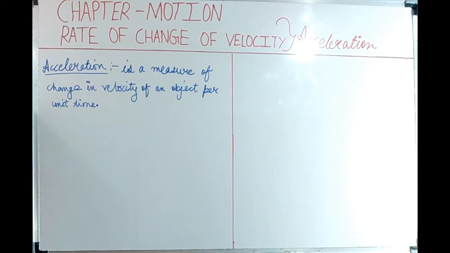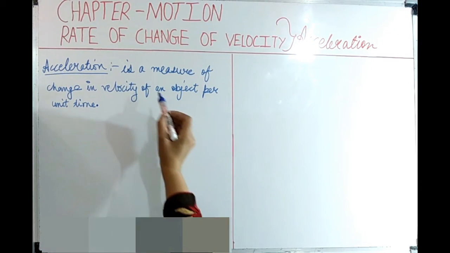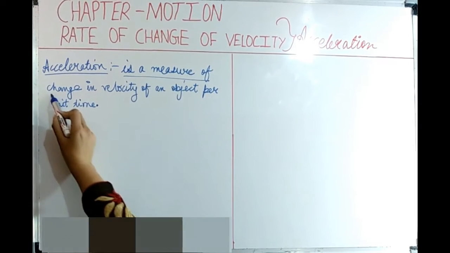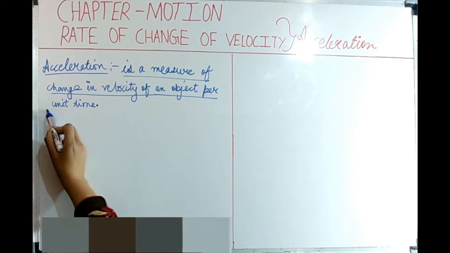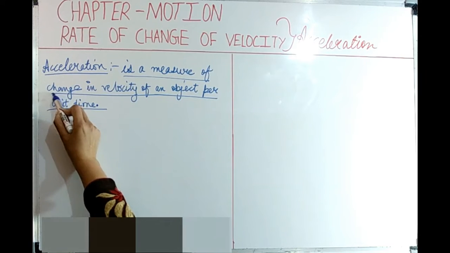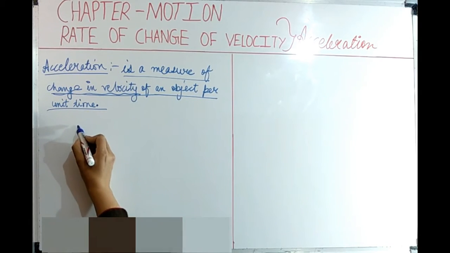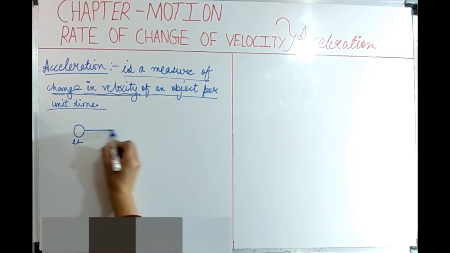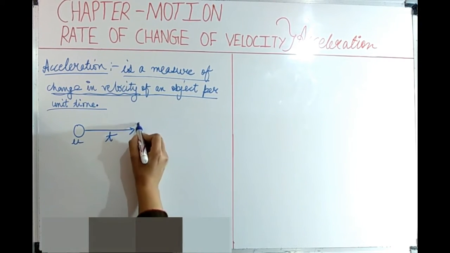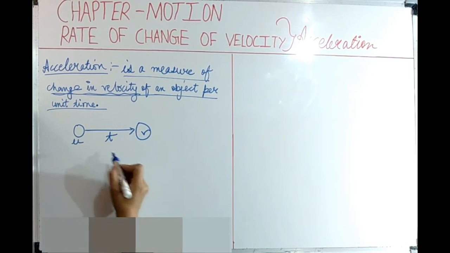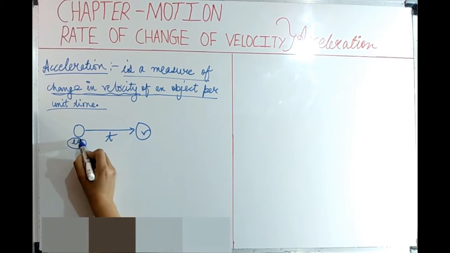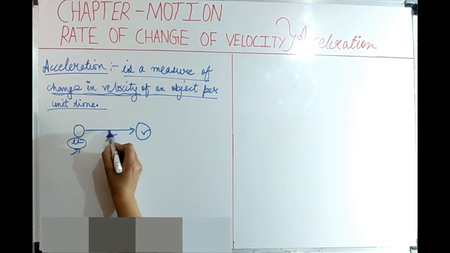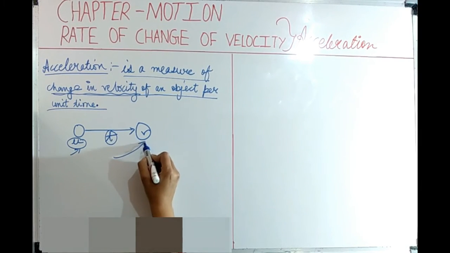Today we are going to discuss rate of change of velocity, and that is acceleration. Acceleration is defined as a measure of change in velocity of an object per unit time. What is this change in velocity? Let's say initially the object is moving with velocity u, and in time t it changes its velocity to v.